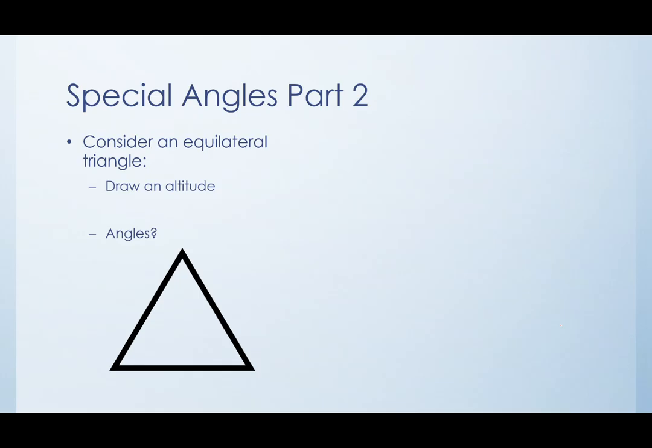Okay. So second special angles, right? Now we're going to consider an equilateral triangle, right? What does equilateral mean? All angles are the same. So all angles are equal, and therefore, since the angles have to add up to 180, that means our angles are all 60 degrees or pi over 3 radians, right?